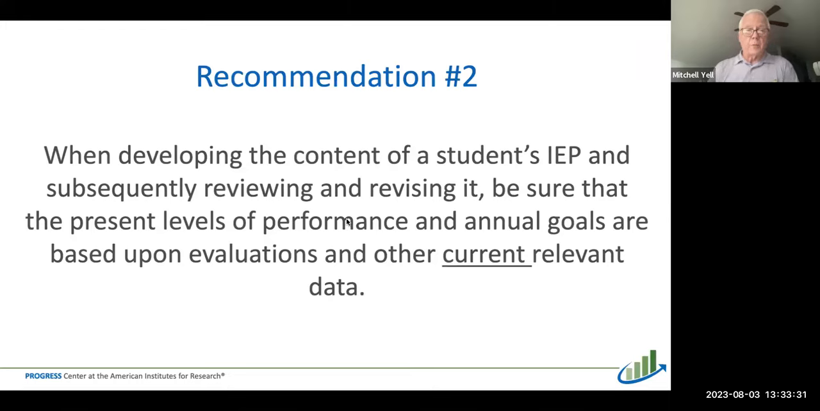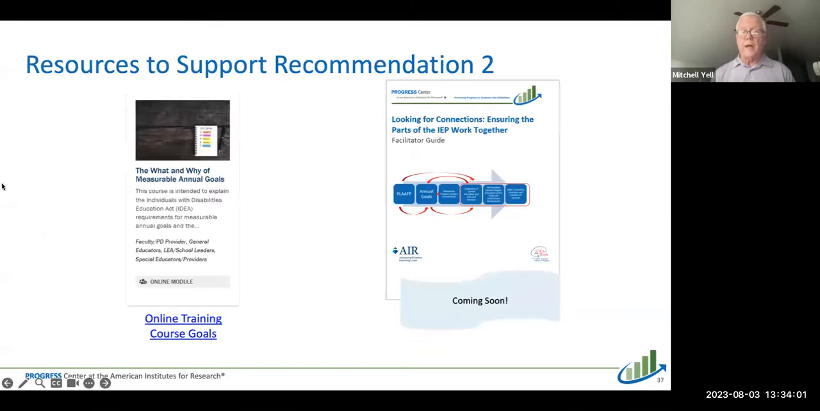Now, let me go on to recommendation 2. When developing the content of a student's IEP, and reviewing and revising it, you should be certain that the present levels of performance and annual goals are based on evaluations and current relevant data. In other words, don't use old data. Make certain that you're using new data. In terms of resources that address this area, Riley has put on the website a really good online training course on goals. So really look at those.